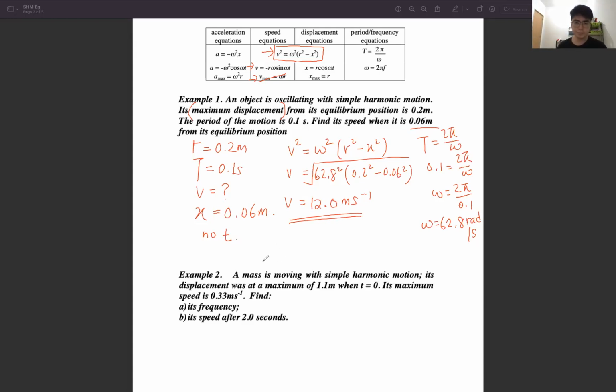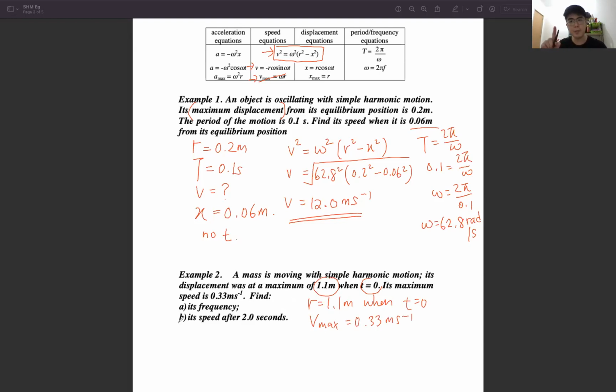Example 2: a mass is moving with simple harmonic motion. Its displacement was at a maximum of 1.1 when t equals 0. Okay, so that means r equals 1.1 when t equals 0, right? Its maximum speed is 0.33, so v max is 0.33 meter per second. Find the frequency.